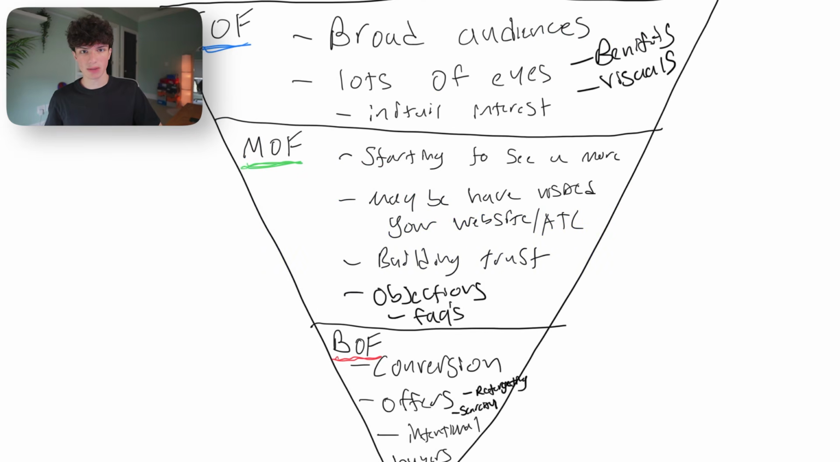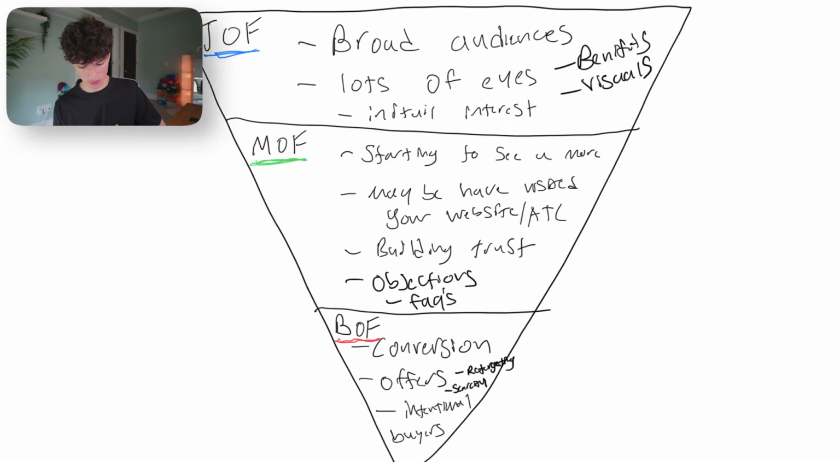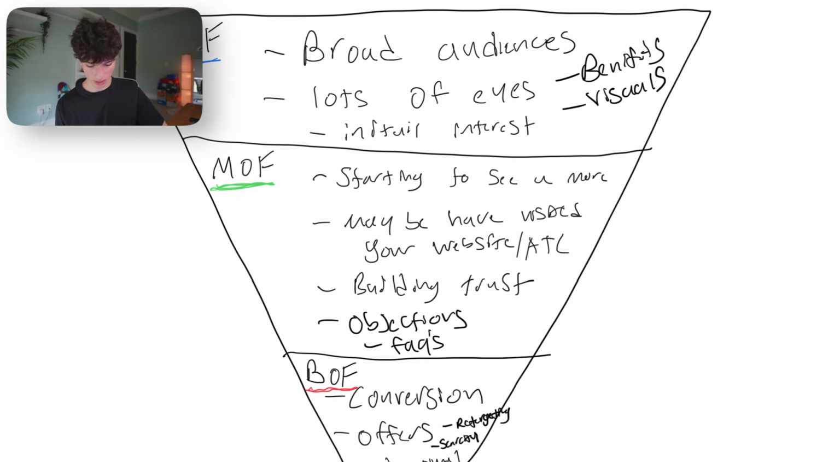Okay, so we're going to jump down on my iPad here, and first, I'm going to explain the different tiers of the funnel just so you guys understand everything. So first of all, we have top of funnel. These are our broad audiences, a lot of people here, a lot of eyes, and a lot of initial interest about your brand. This is where you can show benefits, show visuals, and if your product sells itself, this is where that's happening.